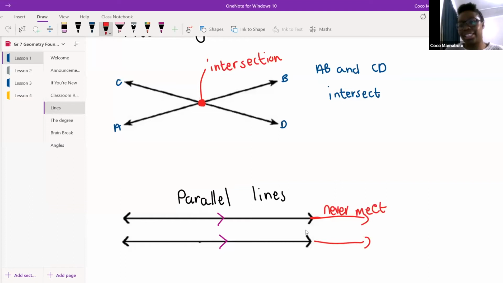Okay, excellent. Letu says they don't meet even if they are extended. Do you see it, Sisonke? Yes, ma'am. Okay, wonderful. All right, so that's what we know about parallel lines, that they don't have to be the same length, but they keep going in both directions and they never meet. They're always going to be the same distance apart.